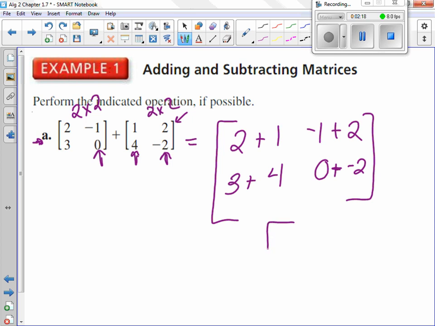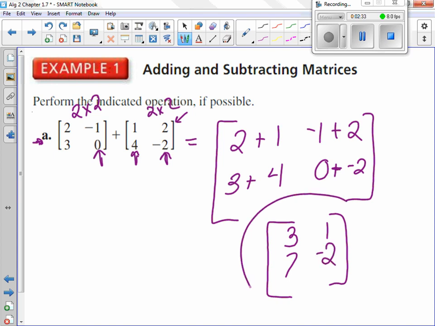So we can go on and add these. 2 plus 1 is 3. -1 plus 2 is 1. 3 plus 4 is 7, and 0 plus -2 is -2. That's it. That's all we have to do when we add matrices together. Questions on this here?